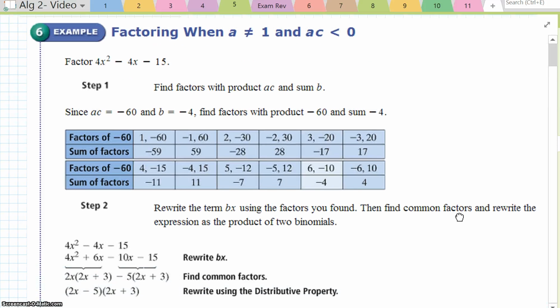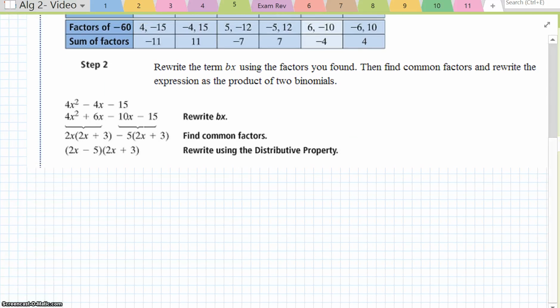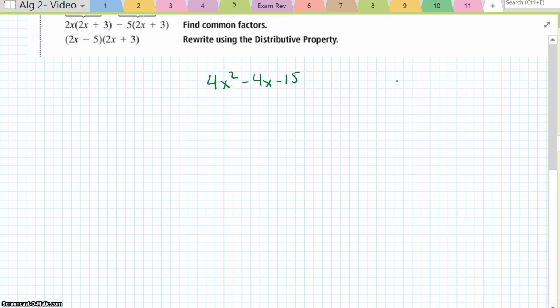When factoring a trinomial when a is not equal to 1 and ac is less than 0, this really doesn't matter to us. We know how to do this, so let's just rewrite it. 4x squared minus 4x minus 15. What's my a times c value? My a times c value is negative 60. My b value is negative 4. Two numbers that have a product of negative 60 and a sum of negative 4.